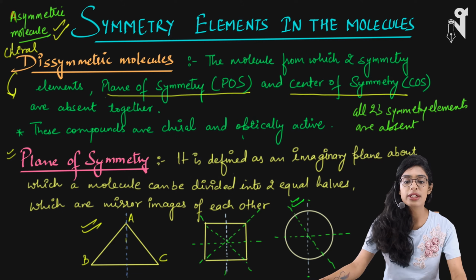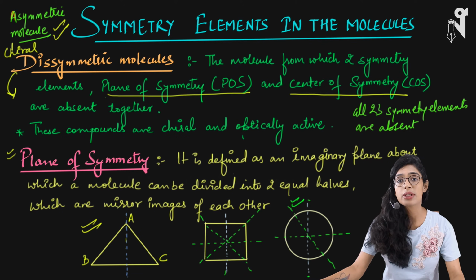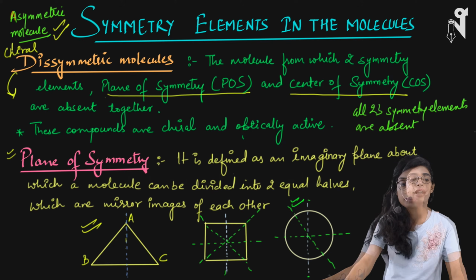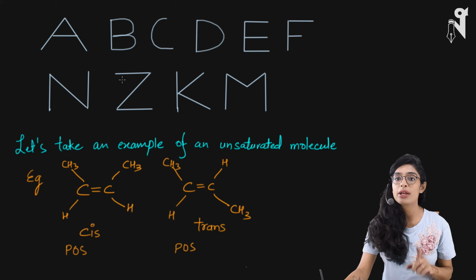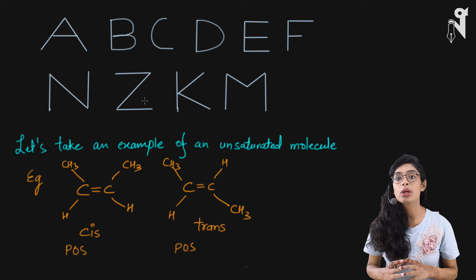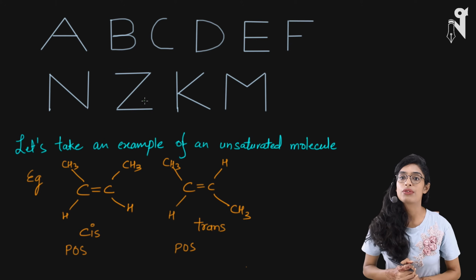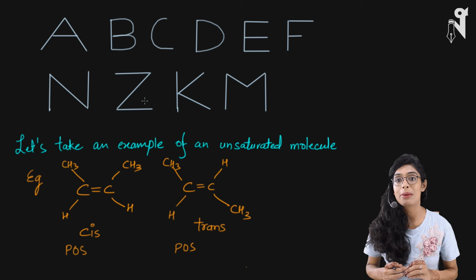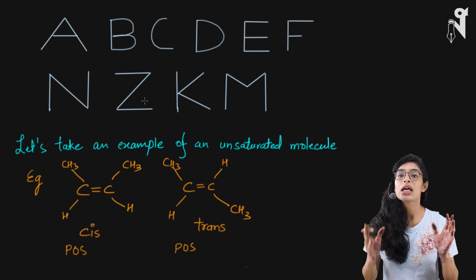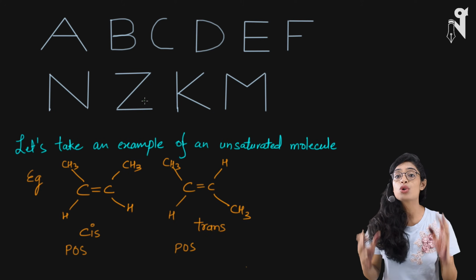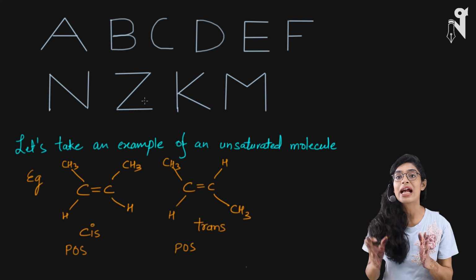Now let's see a few more examples and you tell me whether those things possess plane of symmetry or not. I have written certain words over here. When I say plane of symmetry, as I mentioned, we are looking for the two equal halves which are exactly mirror images of each other. This is something which you have to keep in mind. It's not just dividing into two equal halves. Those equal halves should be exact mirror images of each other.